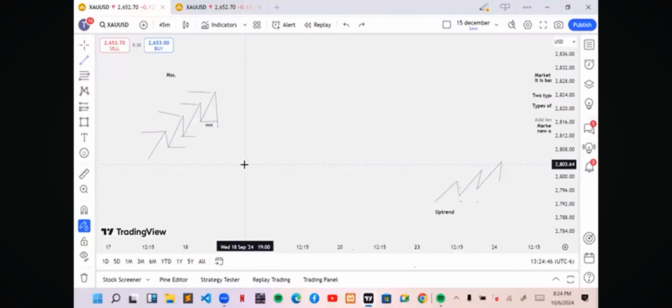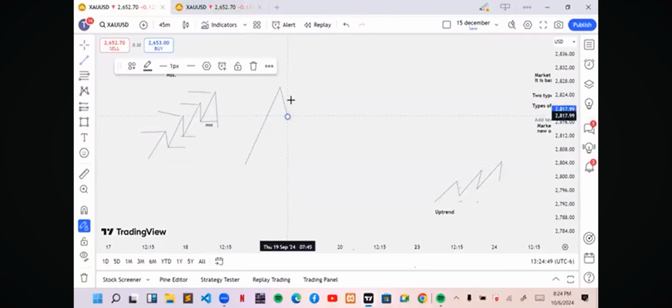So this was a downtrend: lower highs, lower lows, lower highs, lower lows, lower highs, lower lows. Then the market does something like this: lower highs, lower lows. Then it does something like this: a higher high. This was a previous downtrend because the characteristics of a downtrend are lower highs and lower lows.